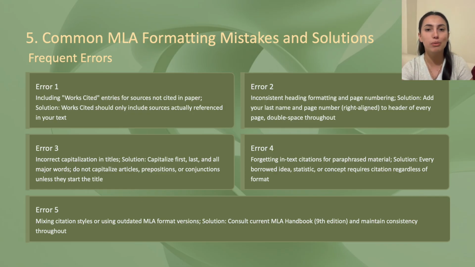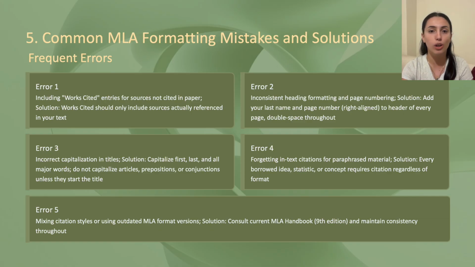We're looking at some of the most common MLA formatting mistakes students make, along with their correct solutions. The first mistake is including sources in the works cited page that you never actually used in your paper. If you didn't cite it in your writing, it shouldn't appear on the works cited page. Another frequent issue is inconsistent headings or missing page numbers. MLA requires your last name and page number in the header of every page.